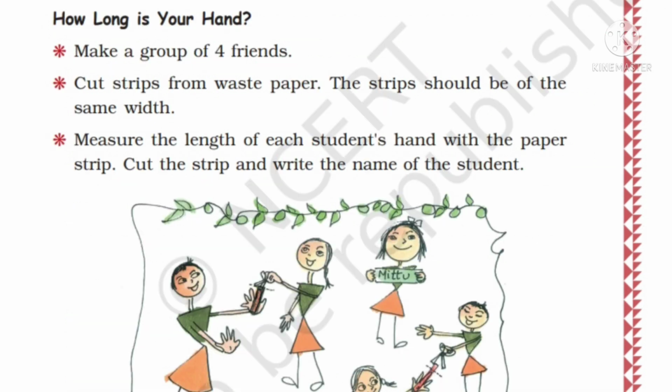How long is your hand? Make a group of 4 friends. Cut strips from waste paper. The strips should be of the same width. Measure the length of each student's hand with the paper strip. Cut the strip and write the name of the student.